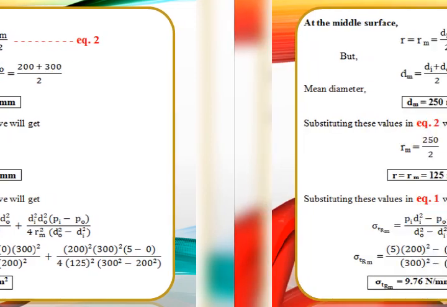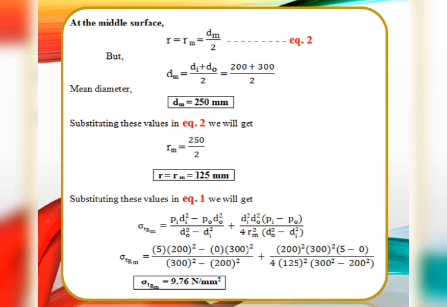surface, where r is equal to rm, that is the mean radius, equal to dm divided by 2. We will call this equation number 2, because here we must find the mean diameter dm. dm is the average of the sum of inner and outer diameter, that is di plus d naught divided by 2, that is inner dia 200 plus outer dia 300 divided by 2. So mean diameter dm is equal to 250 mm. Substituting these values in equation number 2, we get Rm equal to dm by 2, that is 250 divided by 2, so Rm is equal to 125 mm.